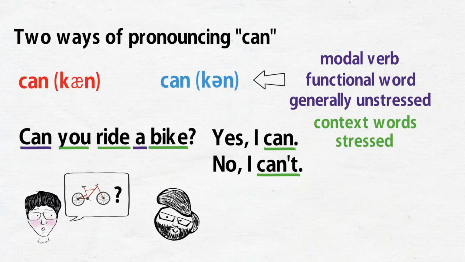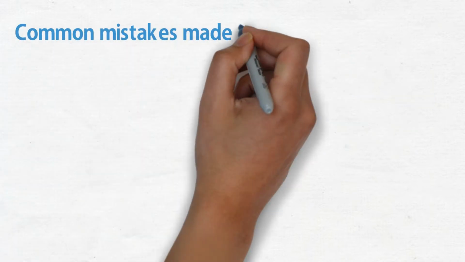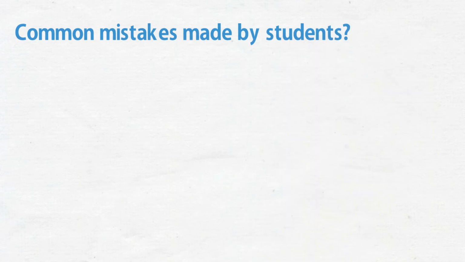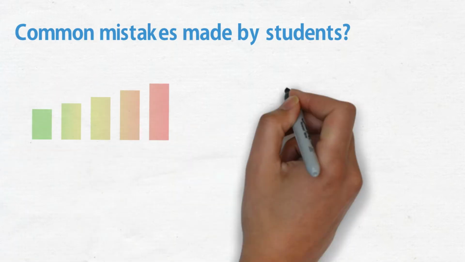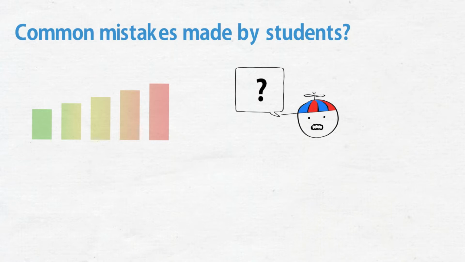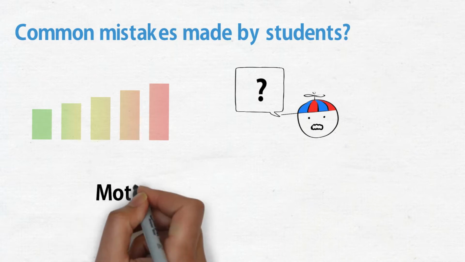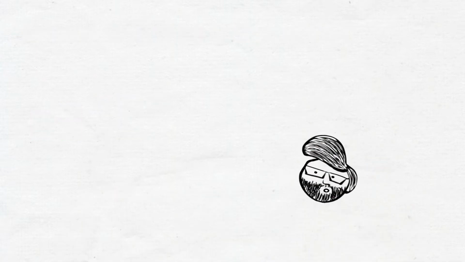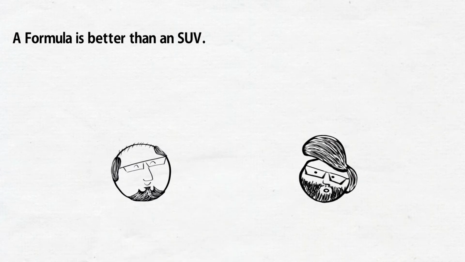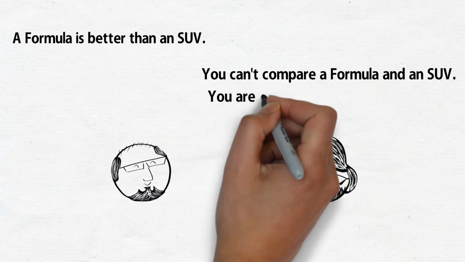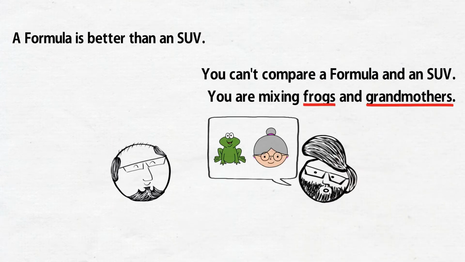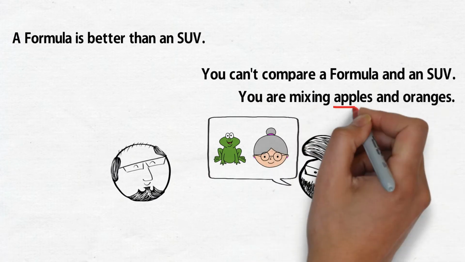Now let's take a look at the second question. What are the common mistakes made by students? Well, this question is very general, and it really depends on the student's level and the way each student comprehends another language. However, students most frequently tend to make mistakes by trying to translate things literally from their language to English. For example, I'm Serbian, and if I said something like, you can't compare a formula and an SUV, you're mixing frogs and grandmothers. Can you guess the correct way to say this idiom? The correct way is, you're mixing apples and oranges.